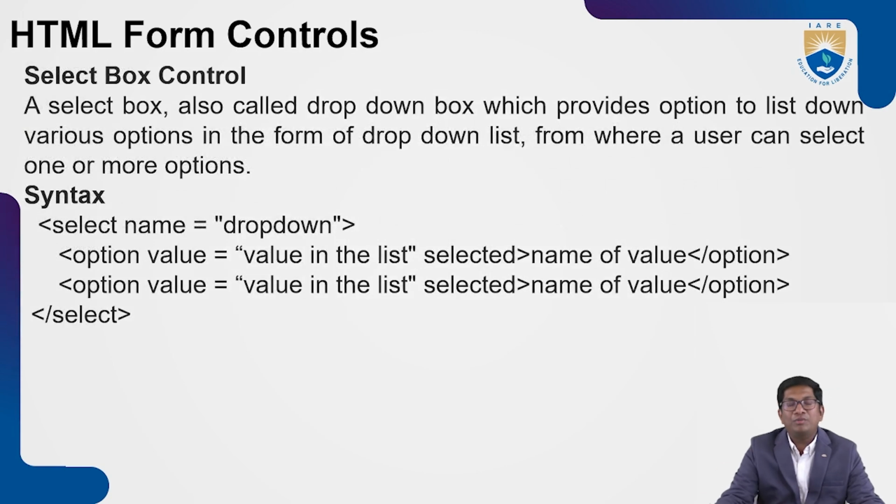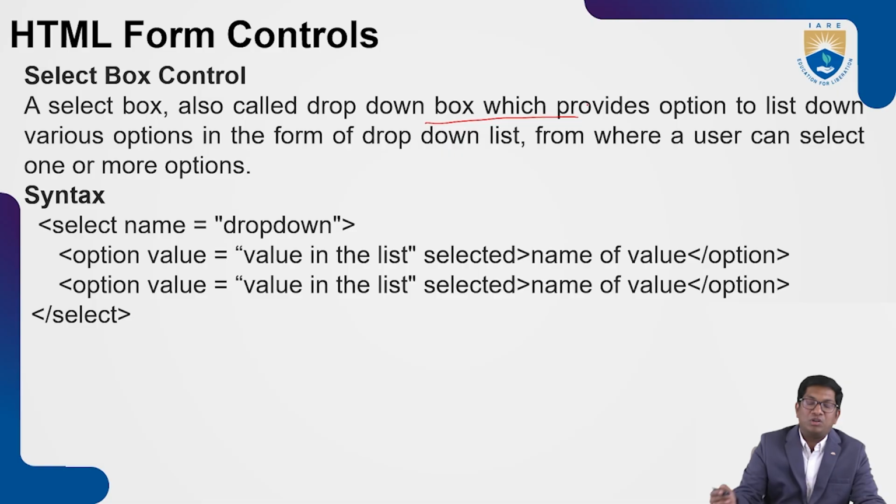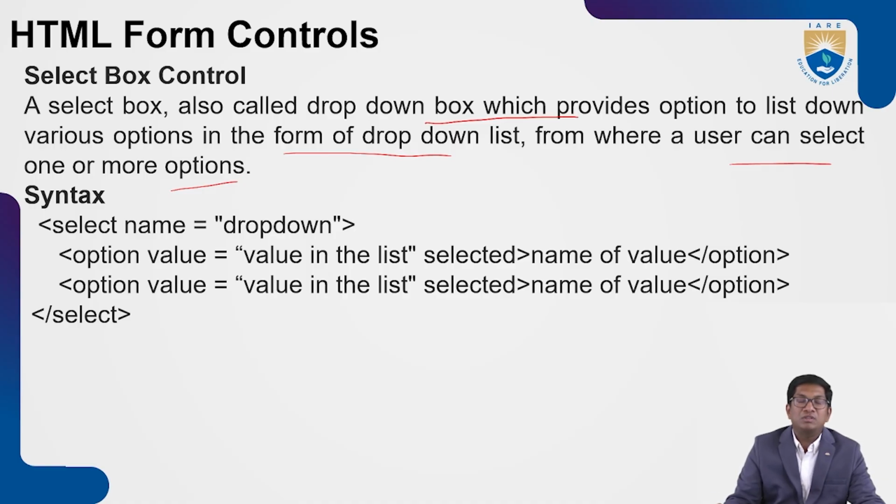Next we have another very important one. Suppose you have to select the country where you are, then you have to use the select box control. We have any number of countries displayed in a list, and in that you select your country. A select box is also called a drop down box, which provides the option to list various options in the form of a drop down list, from where a user can select one or more options. Here also we can select one or more options, then we can use a select box.